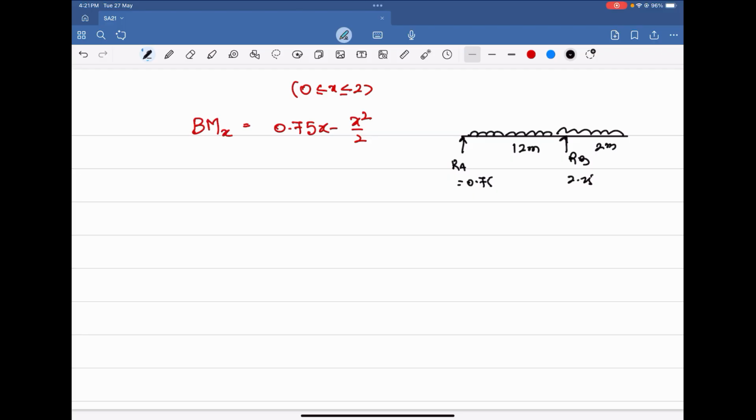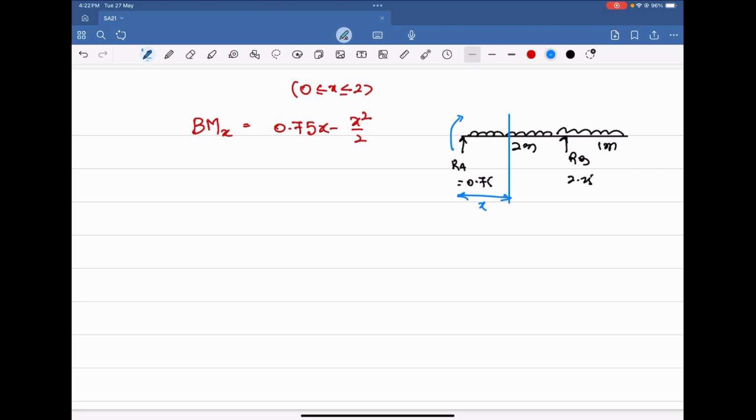I am still in the other problem which I was solving. In that only my mind is still there in 2 meters and 3 meters. 2 meter and 1 meter. When x is like this, we are not aware what is x. Bending moment. With this, due to RA, this is like this.